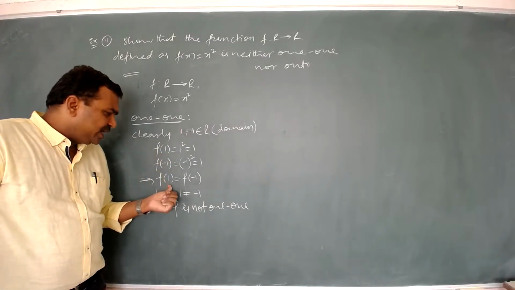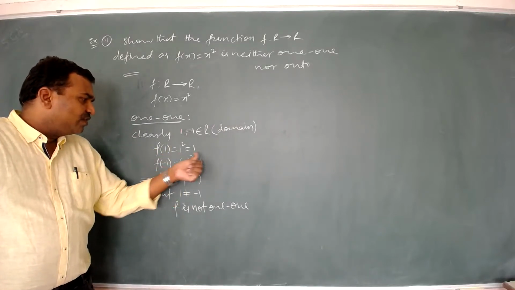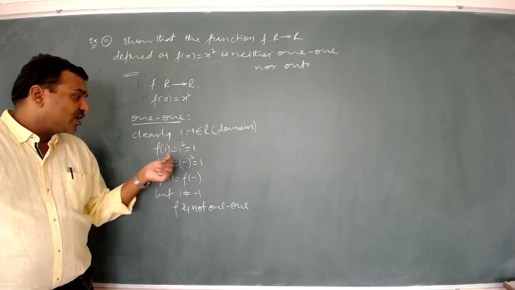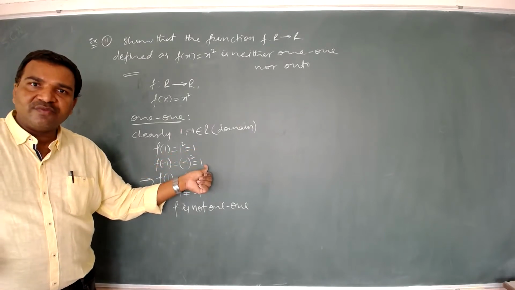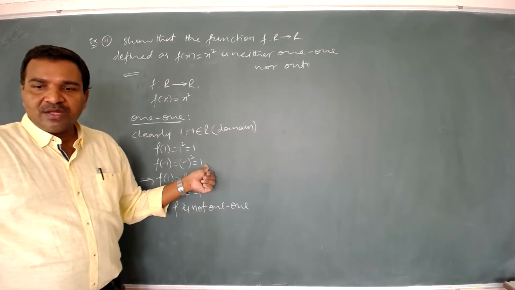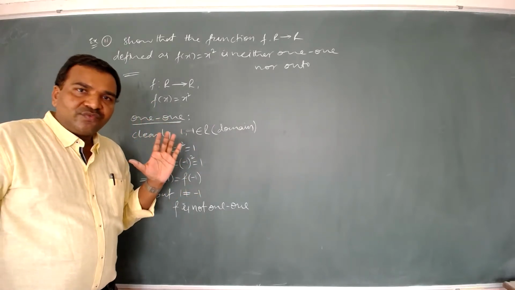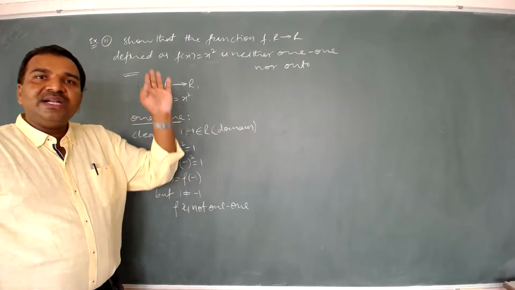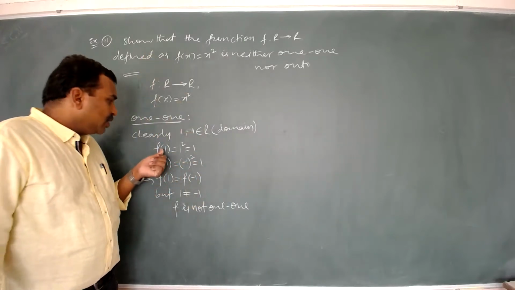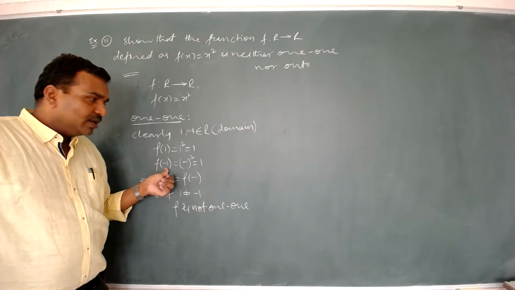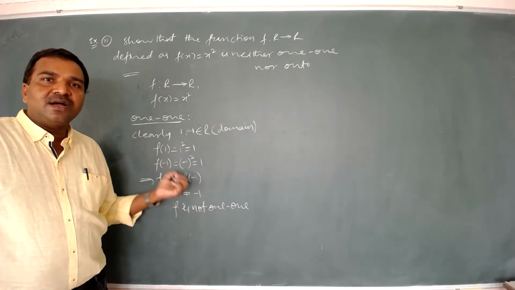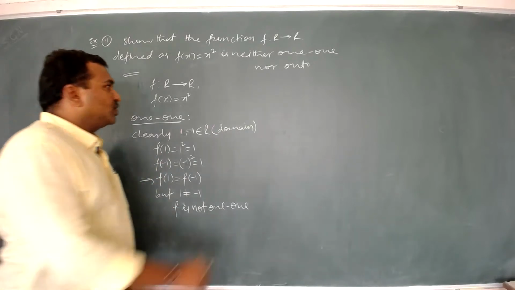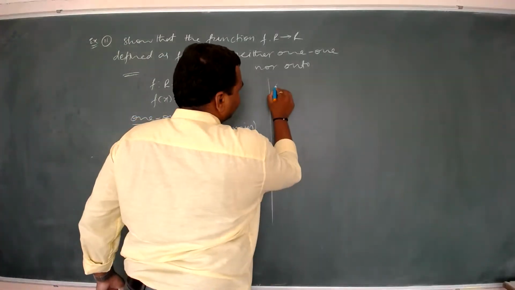So what is the actual meaning of this? F of 1 is 1, f of minus 1 is 1, which means for two different elements there is the same image. So it is not one-one. What is the basic definition of one-one? Different elements of A have different images in B. But here two different elements are there in the domain, but the same image is there in the codomain. Therefore, it is not one-one. Okay? Next, go for onto.